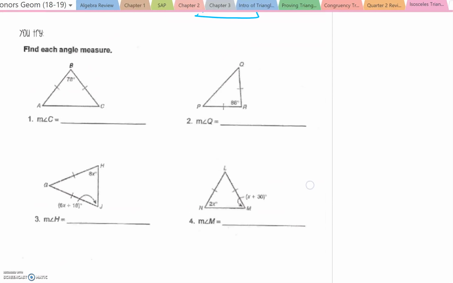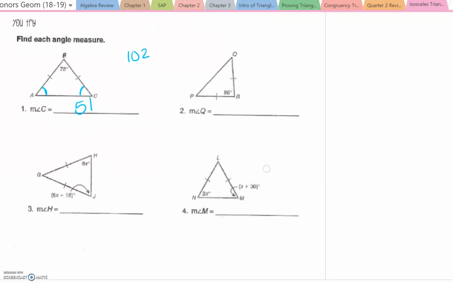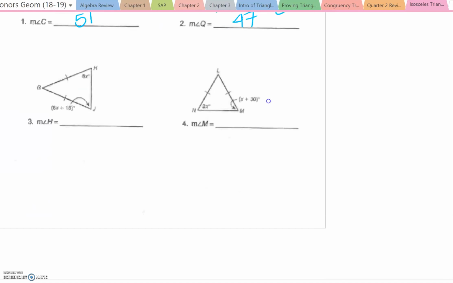Go ahead and try these. 180 minus 78 leaves you with 102, and then you need to separate the 102 between the two congruent angles, so you wind up with 51. Here are your two legs. They point to these angles. 180 minus 86 is 94, divided by 2 is 47, so these are both 47.